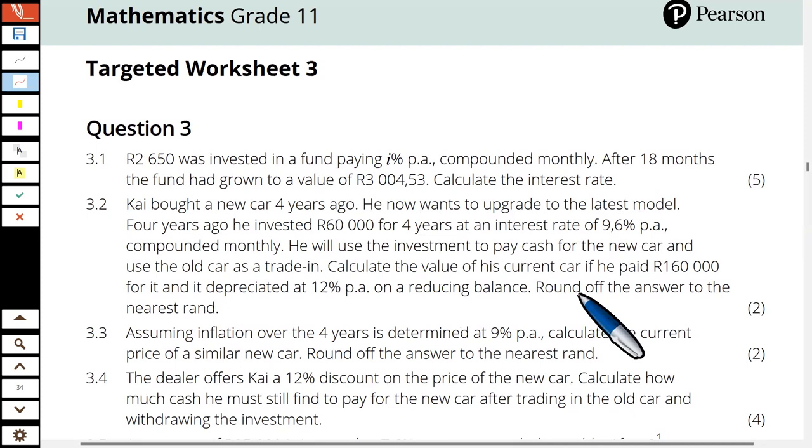2,650 rand was invested in a fund paying 5% per annum compounded monthly. After 18 months, the fund had grown to a value of 3,004 rand and 53 cents. Calculate the interest rate. So I'm giving you like 3 minutes. It's nice and short. Please let me know when you're done.